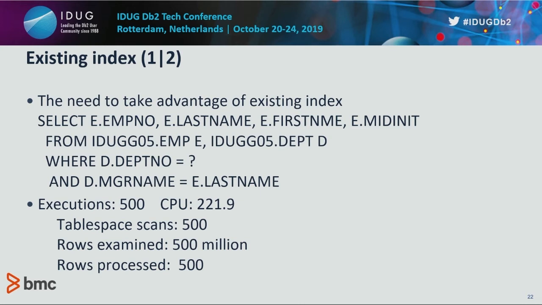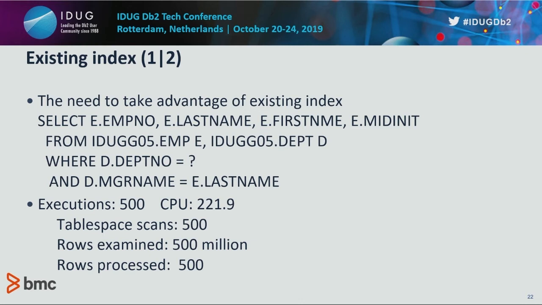So this is an example where the predicate matching on manager name from department and last name from the employee table causes the employee table to be scanned, because there's no index available for last name on that employee table.